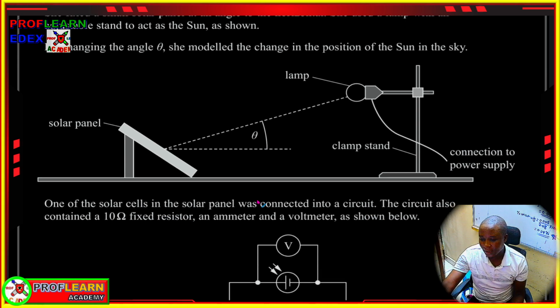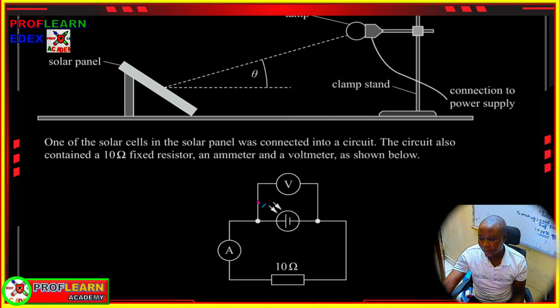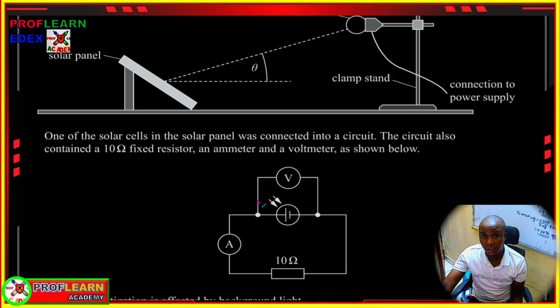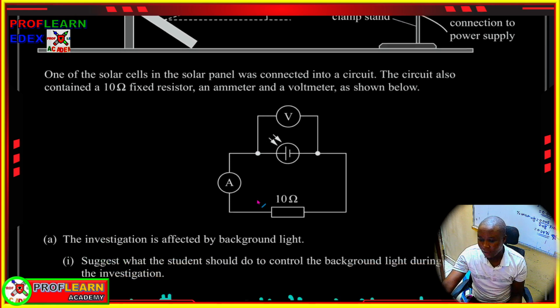Now we are told that one of the solar cells in the solar panel was connected into a circuit, and the circuit also contains a 10 ohm fixed resistor, an ammeter and a voltmeter, as shown there. What is the purpose of a fixed resistor? A fixed resistor, when we are talking about a circuit, limits the maximum amount of current that flows in the circuit. That is also a protective measure to ensure that the wires do not overheat.